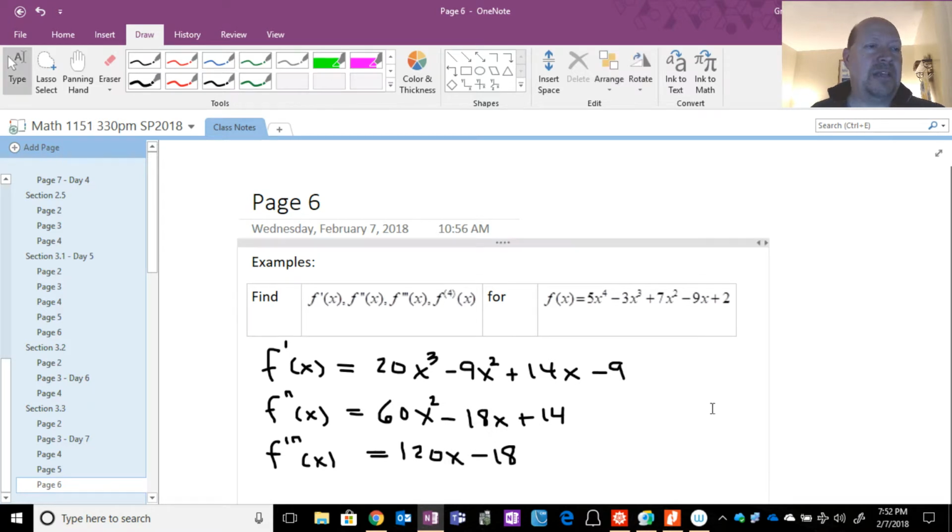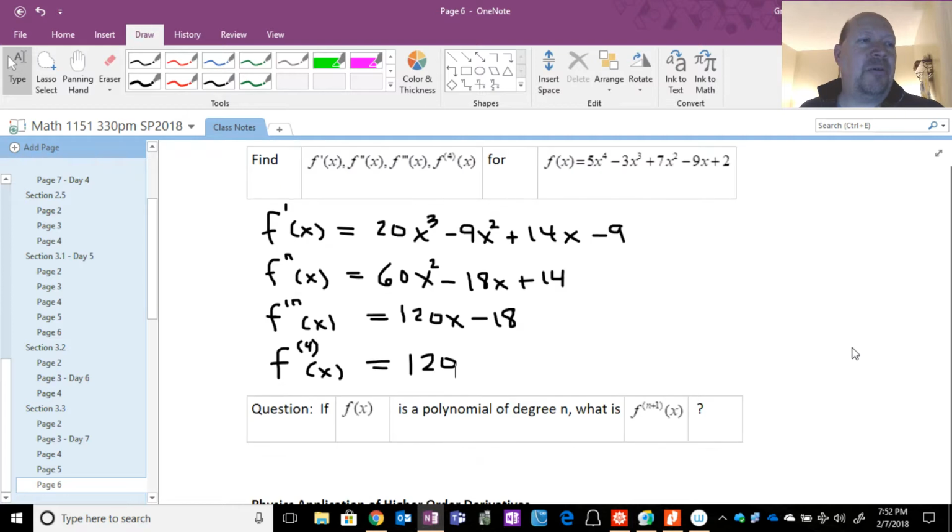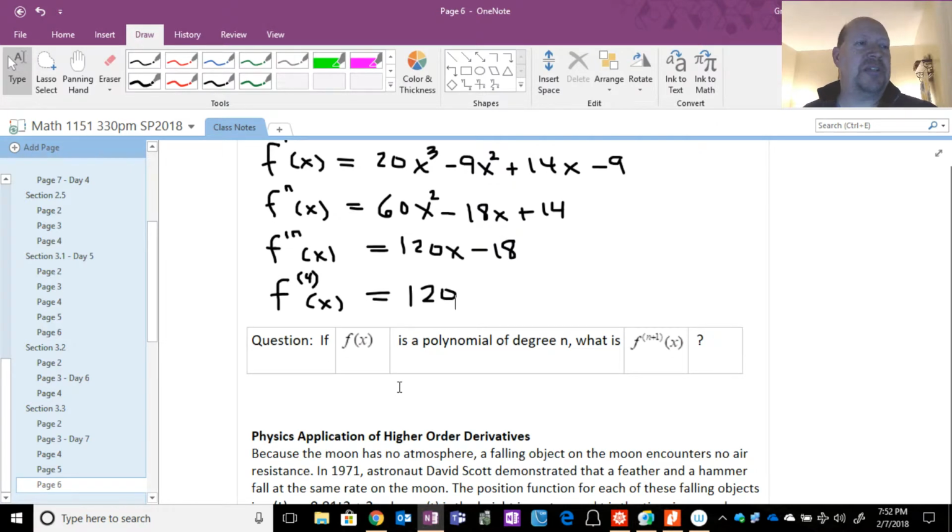And then lastly, the fourth order derivative would be, I'll show here with the 4 up here. Right, so that's going to be, well, 120. Okay, so that's just a simple example of higher order derivatives. Now the question here, it says, if f of x is a polynomial of degree n, then what is the n plus 1th order derivative?